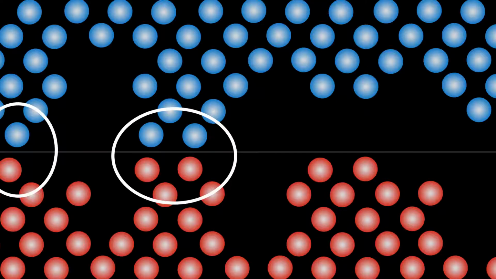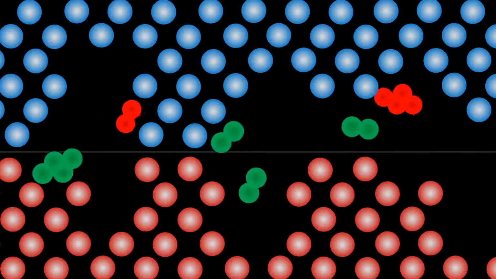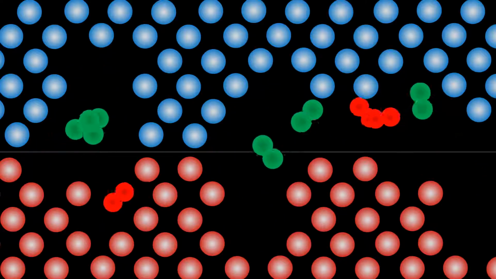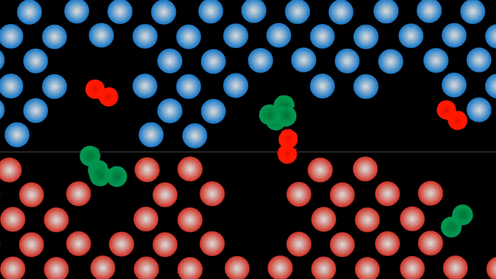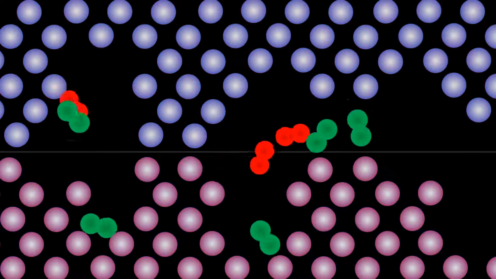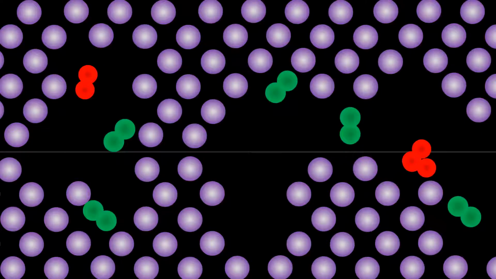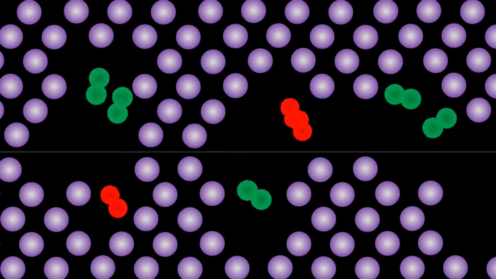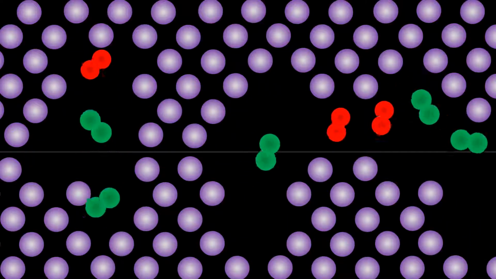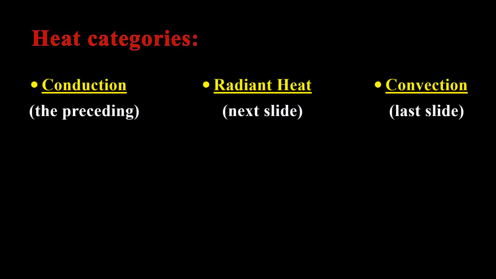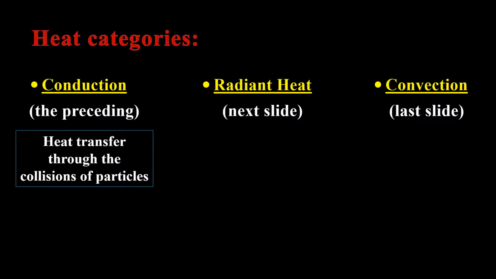What is interesting about the gaps is that there are air molecules trapped in them, which we see here. The air molecules will act as an intermediary, colliding with and absorbing kinetic energy from the high kinetic energy hot particles, and then colliding with and transferring that kinetic energy to the slower cold particles and increasing their temperature. Eventually, the two blocks come to the same average kinetic energy, shown here as violet particles. So this video so far has demonstrated one of the three categories of heat, which we call heat conduction, the transfer of heat through the collisions of particles. There is also radiant heat and convection heat, which we will briefly touch on in the next two slides.